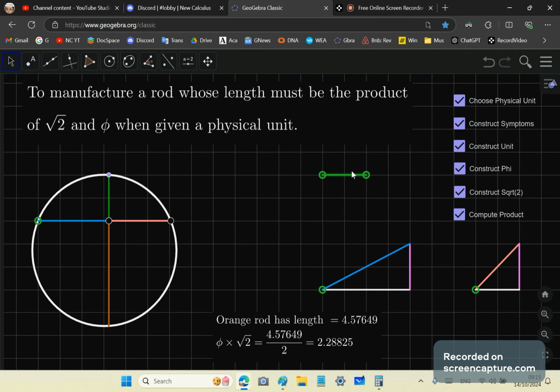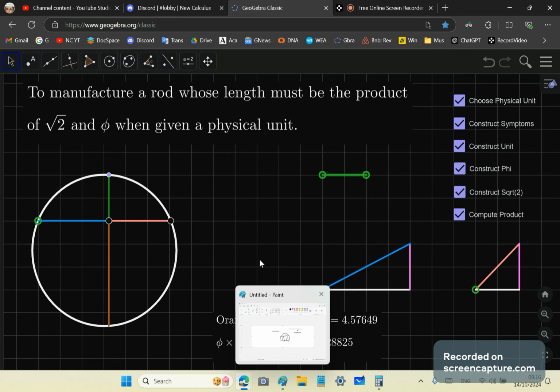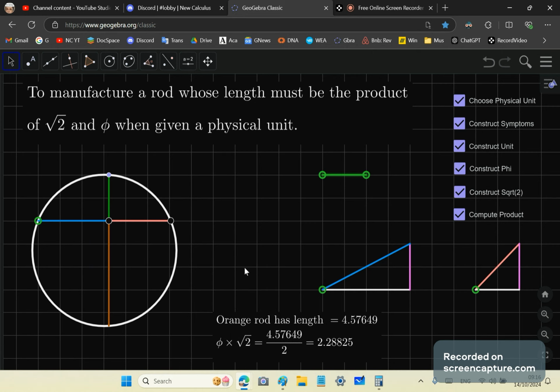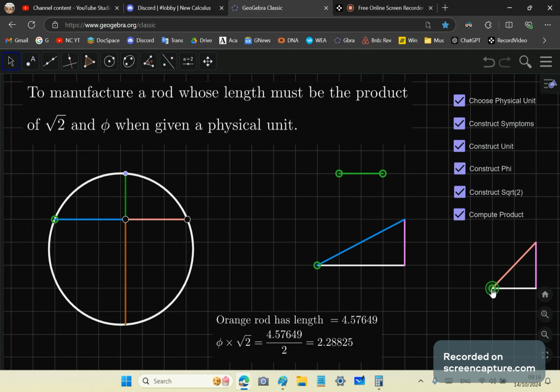Of course, if we divide the length of this orange line by the green line, that will always be 2.28825, which is phi times root 2, in terms of the abstract unit. I'll place a link to this applet so you can download it and play with it. You can move these around. It's pretty fancy. Do whatever you want with it.